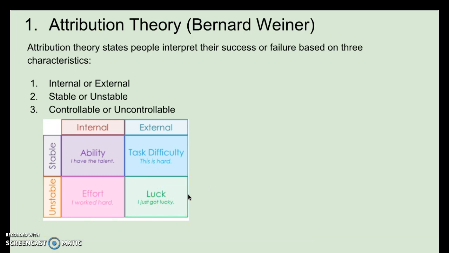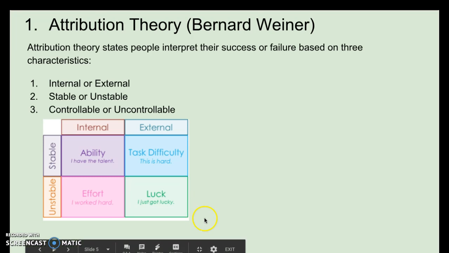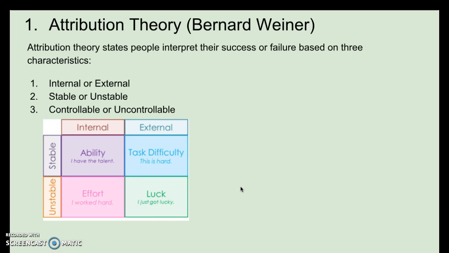has granted you, congratulations students, you got lucky and you received an A on this paper, right? This is something that is unstable, that a student realizes will not happen all the time. Luck is not something that happens consistently, right? And then there's also controllable and uncontrollable options within these two boxes as well. So that is kind of a quick rundown of Bernard's attribution theory.